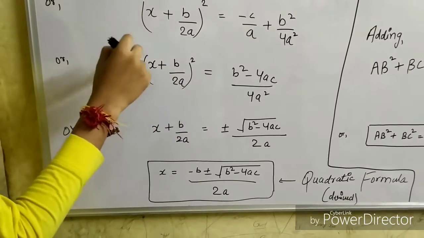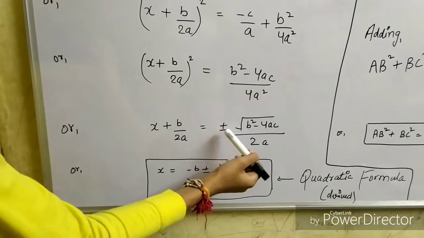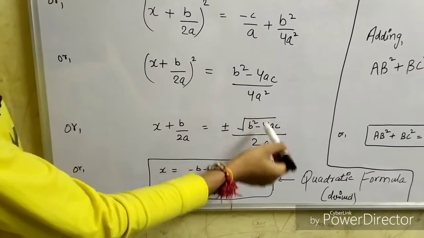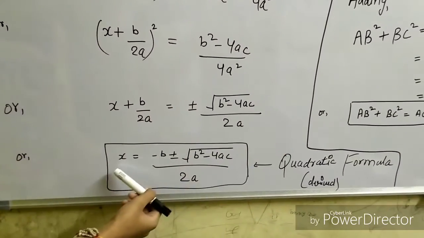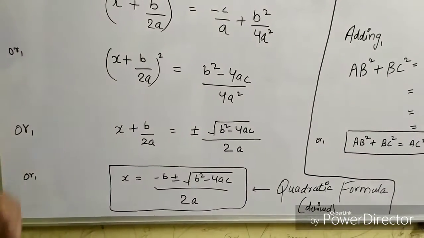Now taking the square root of both sides, we get x + b/2a = ±√(b² - 4ac)/2a, as √(4a²) is 2a. Now taking this b/2a to the right hand side, we get the quadratic formula, and this is how we derive the quadratic formula.